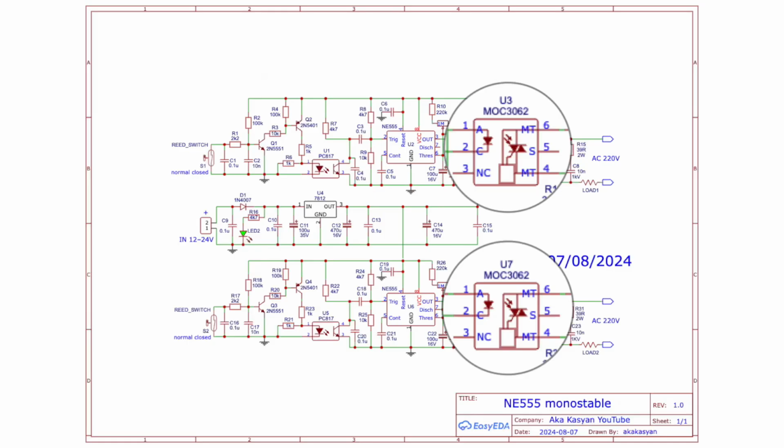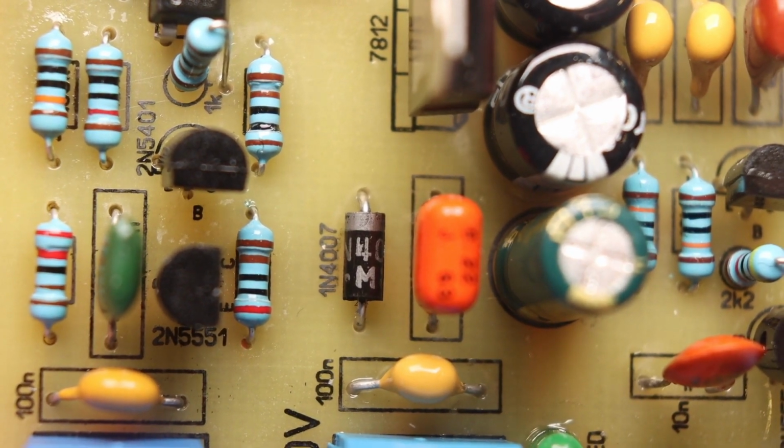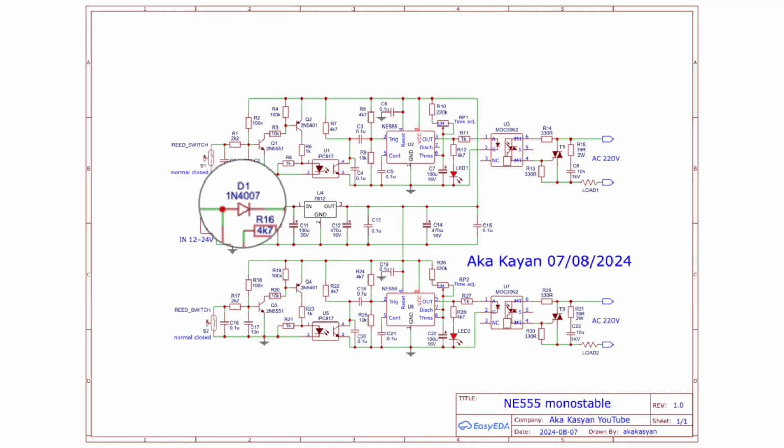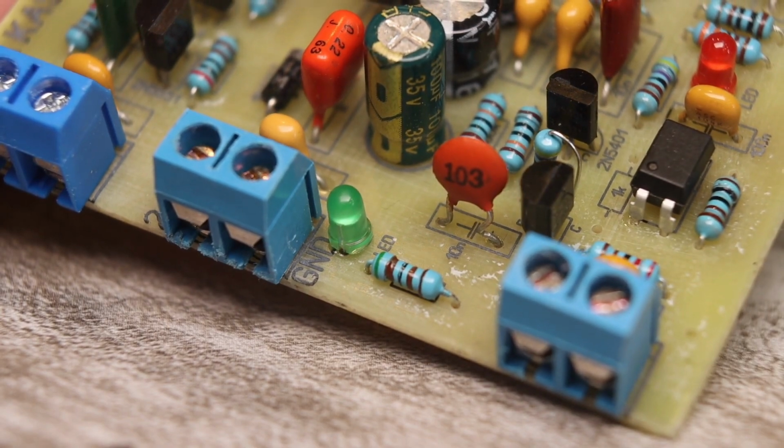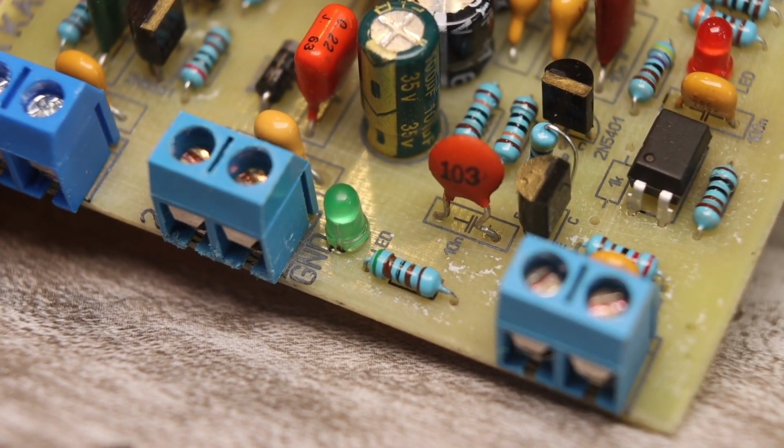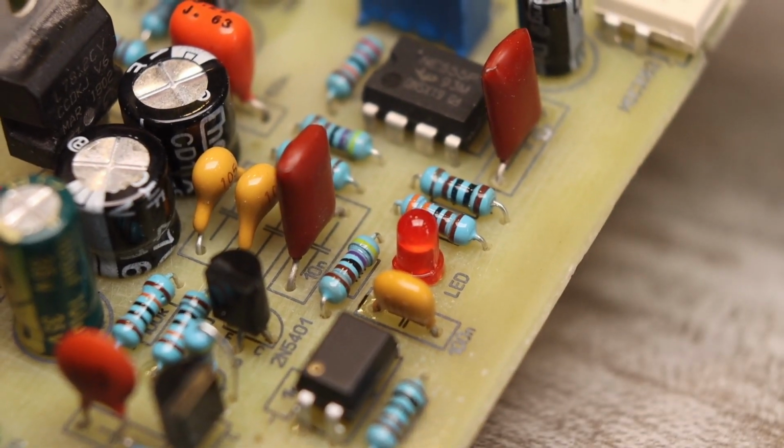There is simple protection against polarity reversal at the power input. The diode is justified here because the circuit's current consumption is small. There is a power indicator as well as indicators for timer operation.